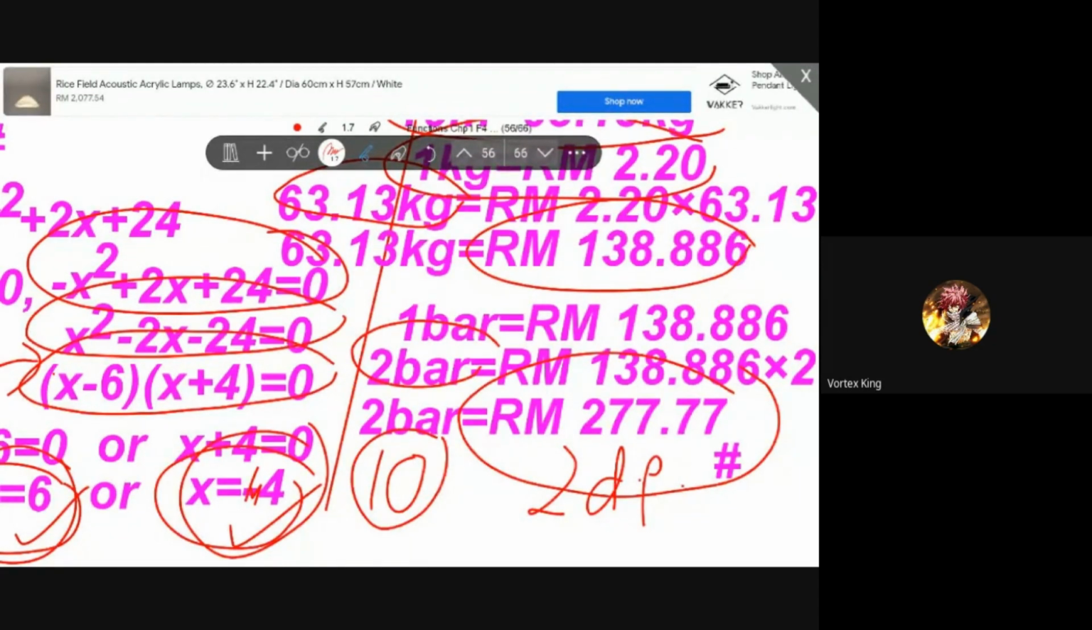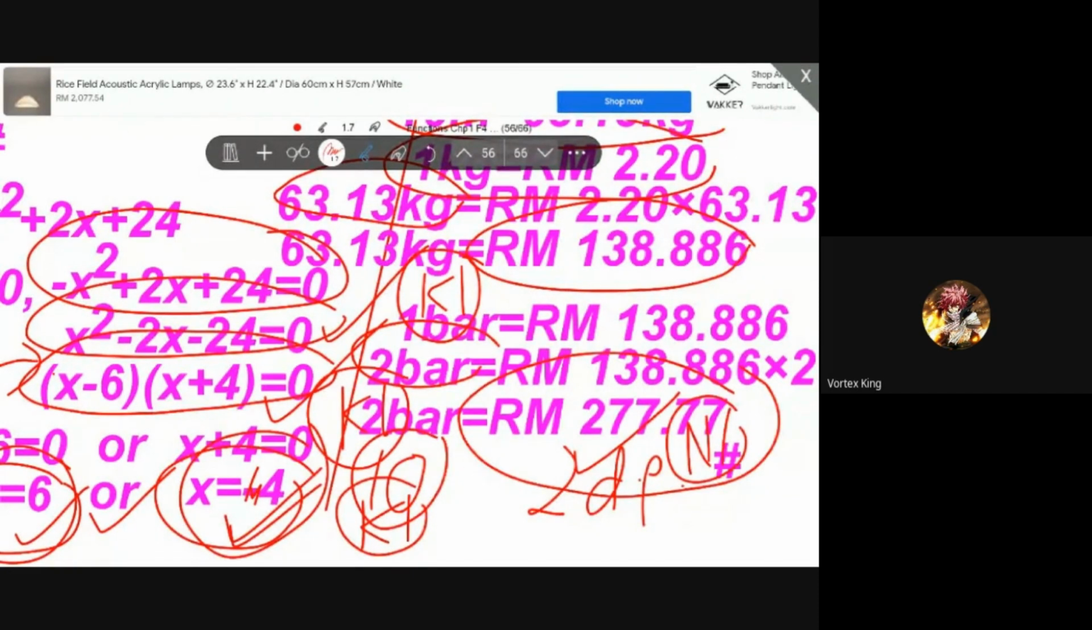Yes, very good. Okay, so where are the marks? First mark, when you can show this, you get 1 mark. Make sure you express your quadratic equation correctly. When you can show factorization, you get 1 mark. When you get your x values correct, you get 1 mark, and your final answer, 1 mark. Okay, so this is how you solve this.